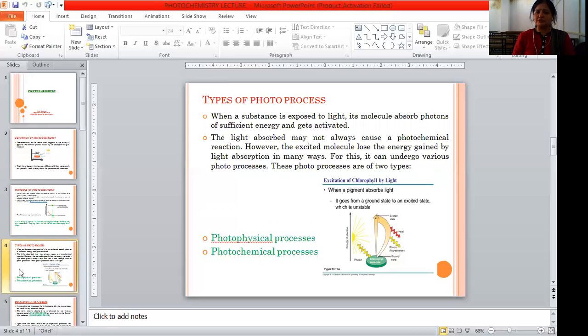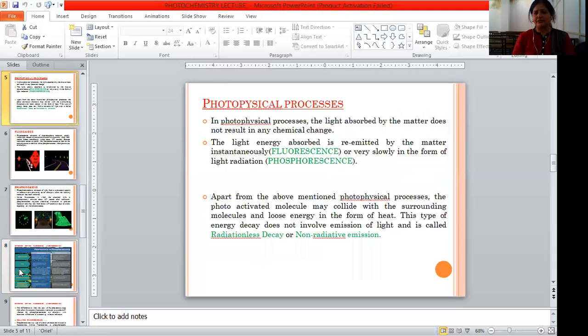So, in photochemistry, we are understanding two types of process. One in which, after a molecule absorbs energy, it undergoes some chemical change. This type of process is known as a photochemical process. Second, in which a molecule, after absorbing the energy, does not undergo any chemical change, but gives out that energy in some other way. This type of change is known as a photophysical change, and the process is known as a photophysical process. Let us see which examples we can have.